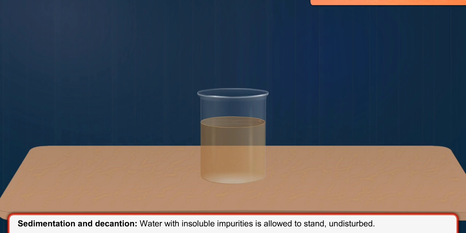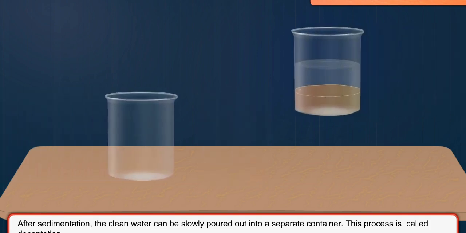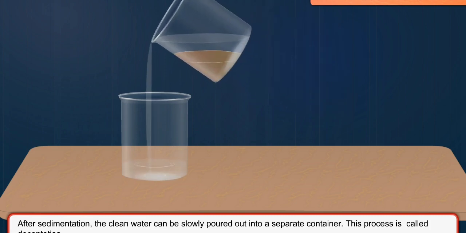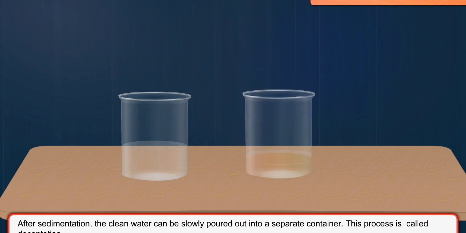Sedimentation and decantation. Water with insoluble impurities is allowed to stand undisturbed. After some time, the insoluble impurities settle down at the bottom of the container as sediments. This process is called sedimentation. After sedimentation, the clean water can be slowly poured out into a separate container. This process is called decantation.